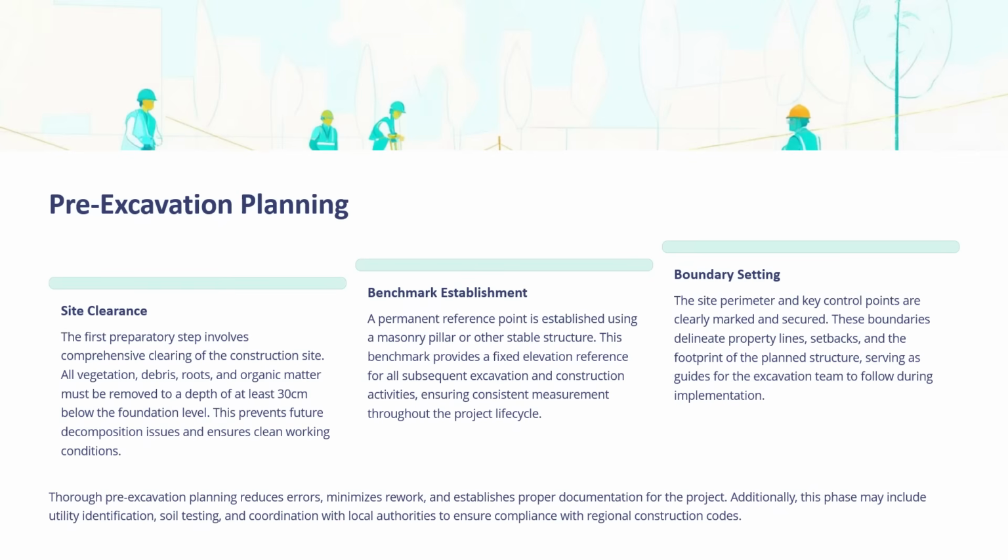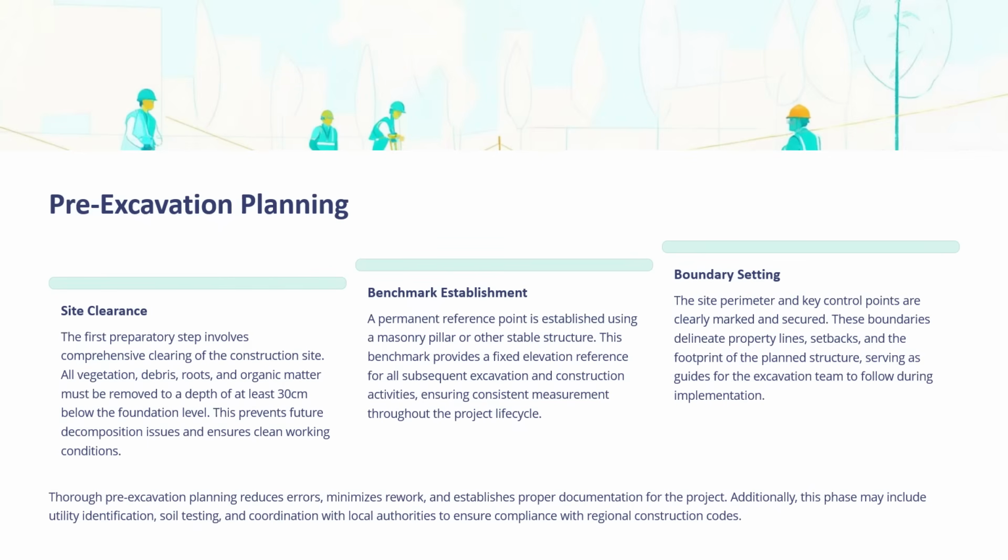So the pre-excavation planning process reduces errors, minimizes rework, and establishes proper documentation for the project. Additionally, this phase includes utility identification, soil testing, and coordination with the local authorities to ensure compliance with the regional construction codes.